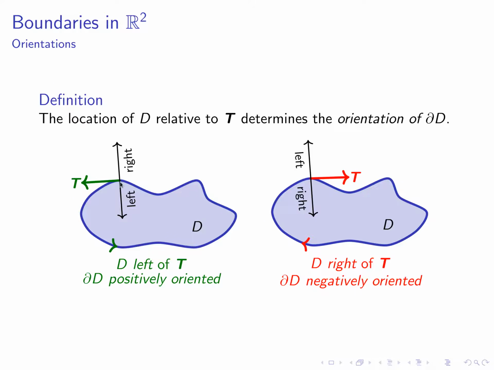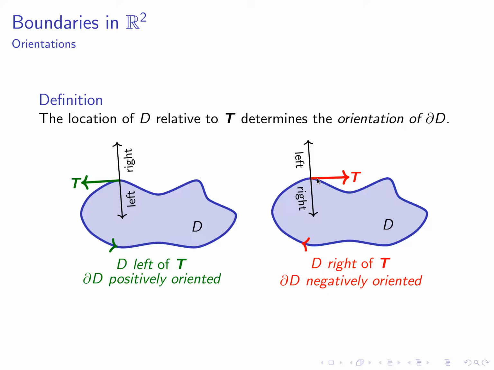When our figure looks like this, meaning that the domain is to the left of the unit tangent vector, we say that the boundary curve is positively oriented. So when we stand at a point and look in the direction of the unit tangent vector, and the domain is to the left, not to the right, we say that the boundary curve is positively oriented.